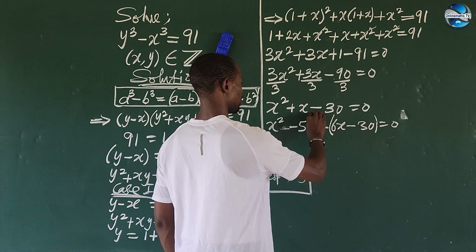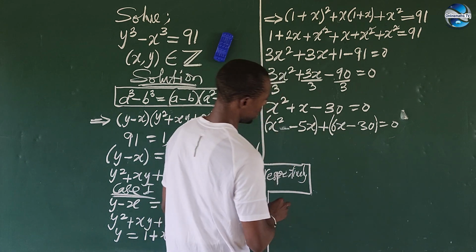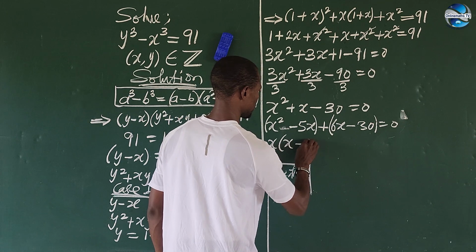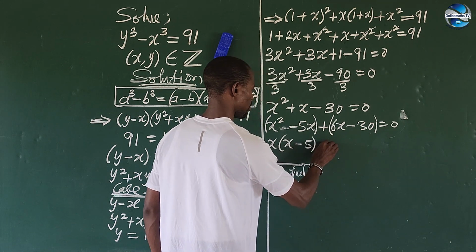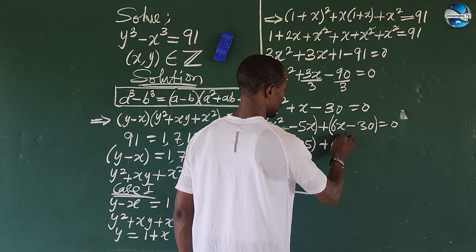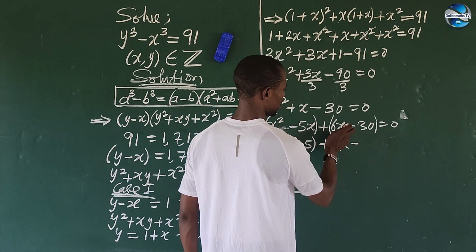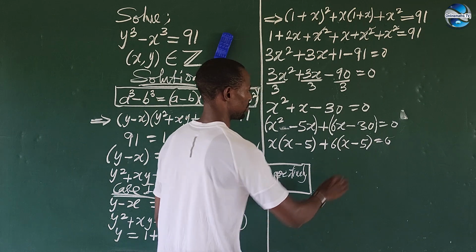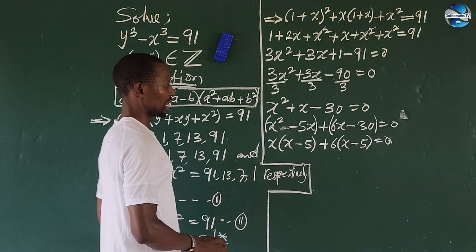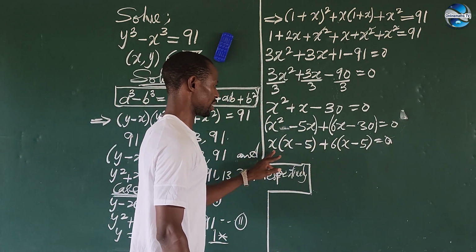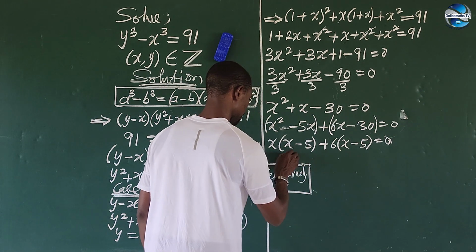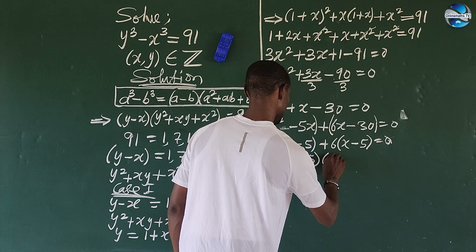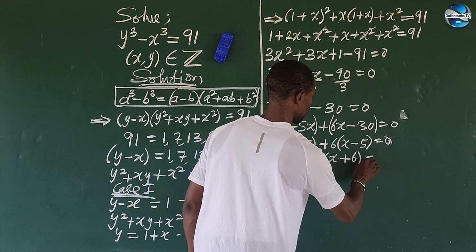We can group these and factor out x here. So if we factor out x, we're left with x minus 5. Then what is common here is 6. So 6 here we have x. Then 6 into 30 will give us 5. So the terms in the two brackets are the same. So we can take this inside and take this outside. So we now have x minus 5, bracket around x plus 6 equal to 0.